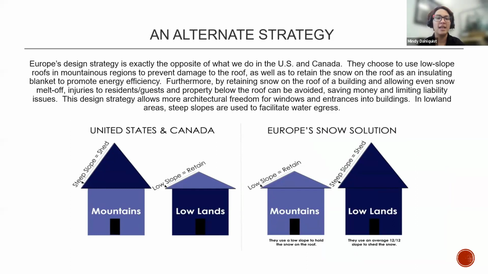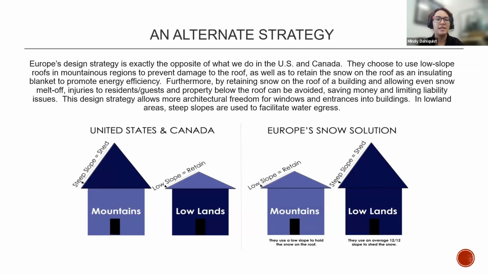With that, you're promoting energy efficiency, and by retaining that snow on the roof, you're allowing for even snow melt off, lack of injuries to residents and guests, and property below the roof. You can just avoid all of those damages and issues. You're also limiting liability, and then you're just able to design with so much more freedom. You're not worried about where your entrance is, your walkways, your garage doors, all of those types of things.